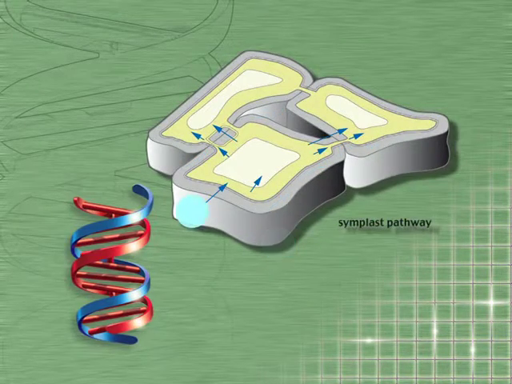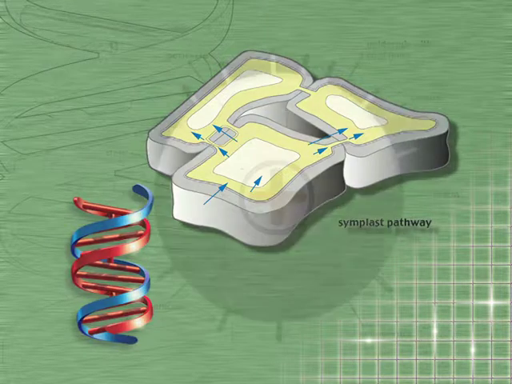It may pass through the partially permeable plasma membrane and into the cytoplasm, and through the tonoplast membrane into the vacuole, and on through the cytoplasm and into the next cell through the wall and plasma membrane, or through the plasmodesmata. This is the symplast route.